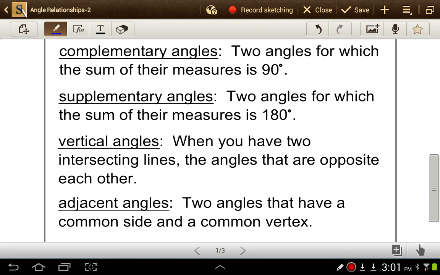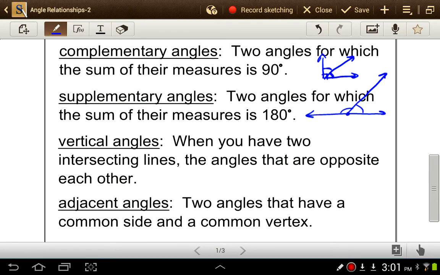You might see a picture like this, where I have 2 angles. I have this angle and that angle, and those 2 make the right angle, so together they are complementary. We have supplementary angles. That's 2 angles for which the sum of their measures is 180 degrees. You might see a straight line, because you remember a straight line is 180 degrees, and then you might see a line coming off that. You have angle 1 and my second angle, and together those equal a straight line, which is 180 degrees.